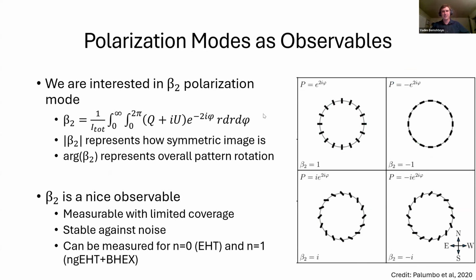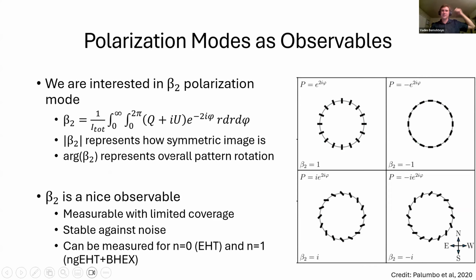These are the models we are studying. And the specific quantity we are looking at, as I said before, is the beta-2 mode. It's a well-known quantity in EHT science. The formula is shown here. You can think of beta-2 as the second Fourier mode of the polarization pattern on the screen.